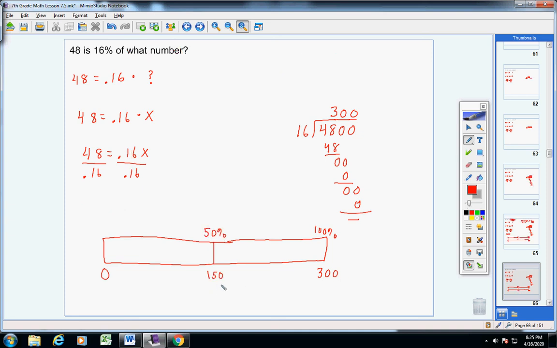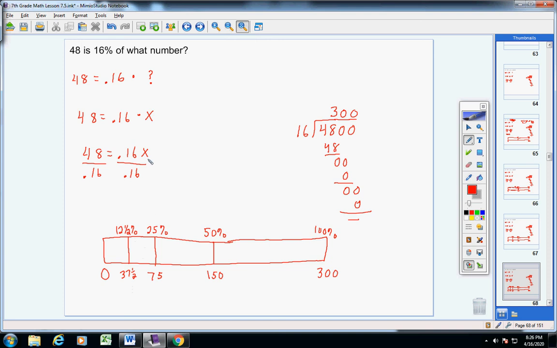Okay? Now, I'm dealing with 16%, so I'm going to go this direction. Let's cut this rectangle here in half. Okay? So here we go. If I cut this in half, half of 50 is 25. Half of 150 is 75. Okay? Now I'm dealing with 16%, so let's come over here now. Okay? If I cut 25 in half, I get 12 and a half. If I cut 75 in half, I get 37 and a half right here.